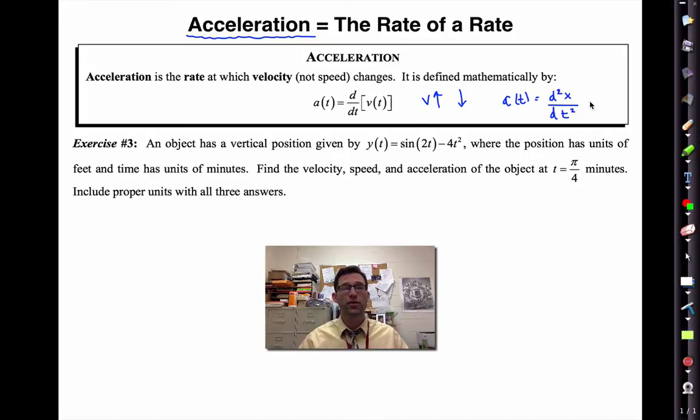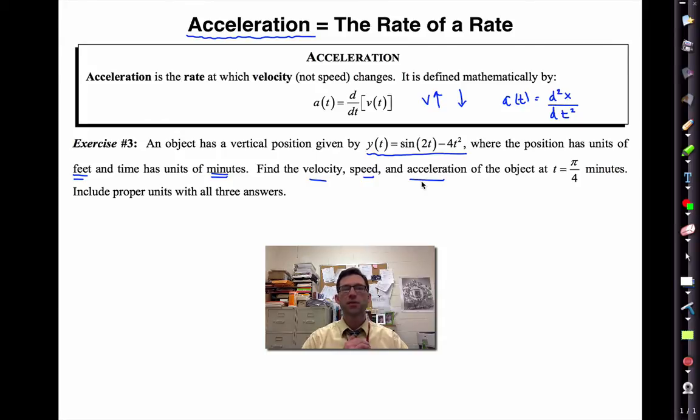So let's jump right into it. Exercise 3. An object has a vertical position given by y of t equals sine 2t minus 4t squared, where the position has units of feet and time has units of minutes. Okay, so feet and minutes. Find the velocity, speed, and acceleration, all at t equals pi over 4. Include proper units with all three answers.